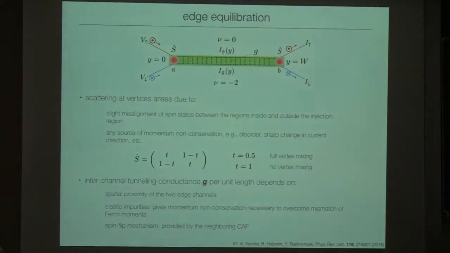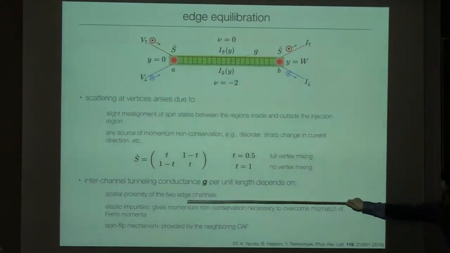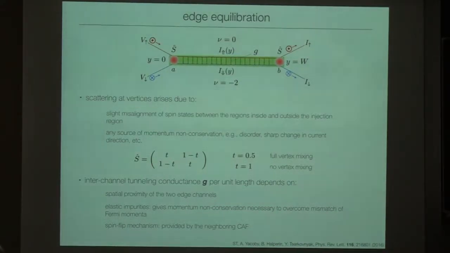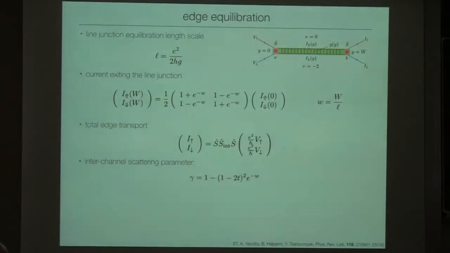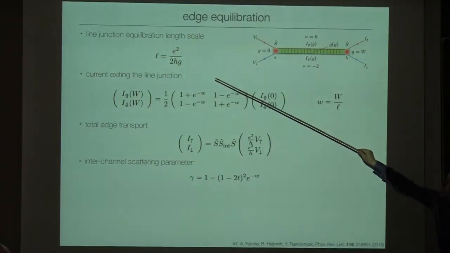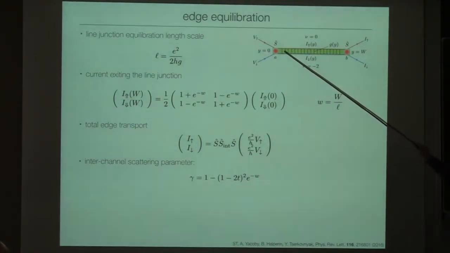But we're not going to really quantify this from a really microscopic model here, but sort of lump all of those details into this phenomenological parameter G. But it's particularly useful because it gives us a picture of how the injection occurs. So this G defines an equilibration length scale. That's the length scale over which the two edge channels equilibrate inside the line junction.